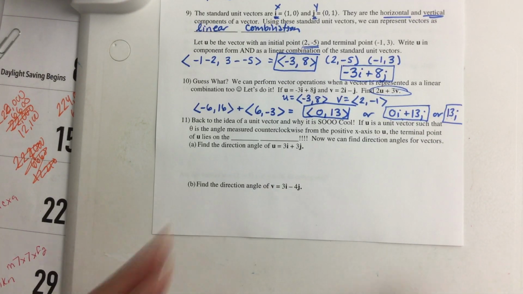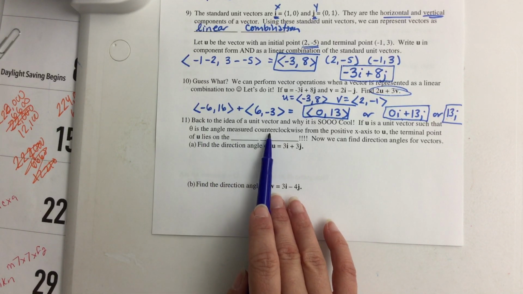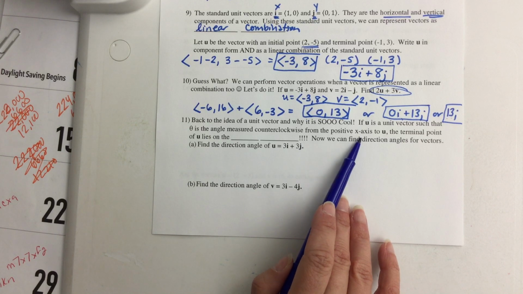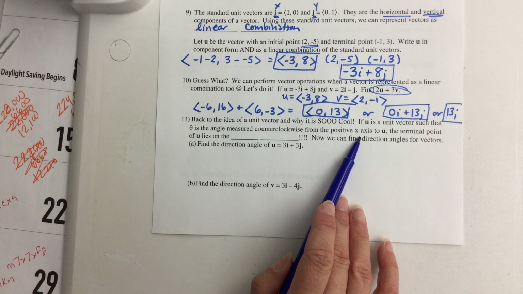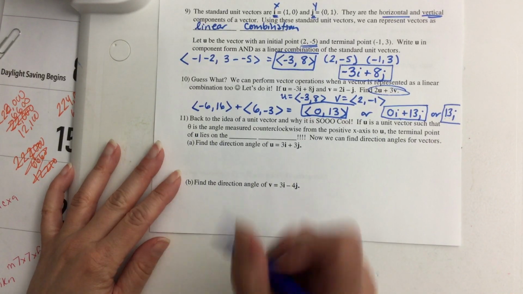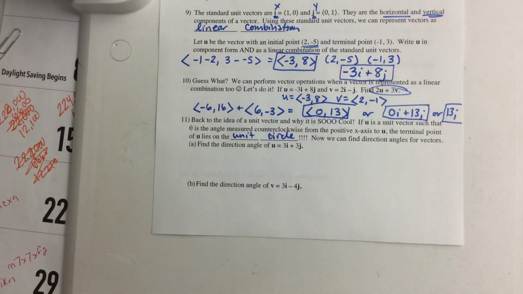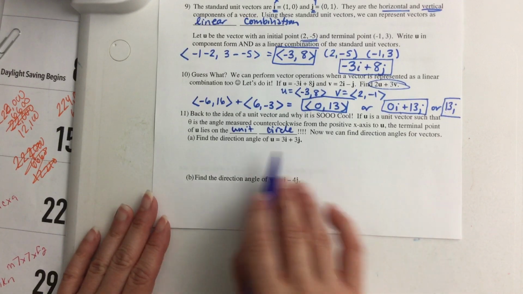Moving on, guys. Back to the idea of the unit vector and why it's so cool. If u is a unit vector, that means that the angle, if you are graphing counterclockwise from the positive x-axis, so you have to have one, if you're picturing it as an angle, you have to have one of those rays on the x-axis pointing to the right. Okay, the terminal point of u lies on the unit circle. So it took us all the way back to our first chapter of trig. Kind of cool. Now we can find the direction angle for vectors.